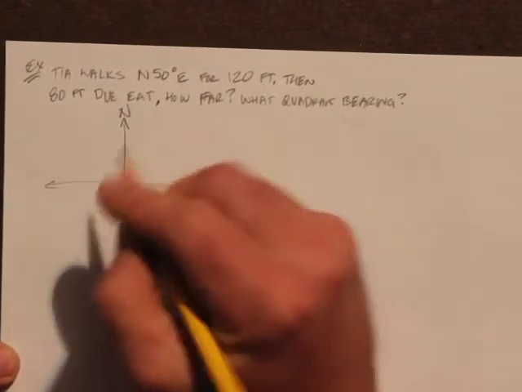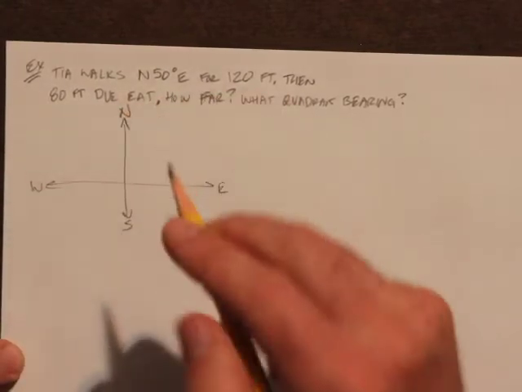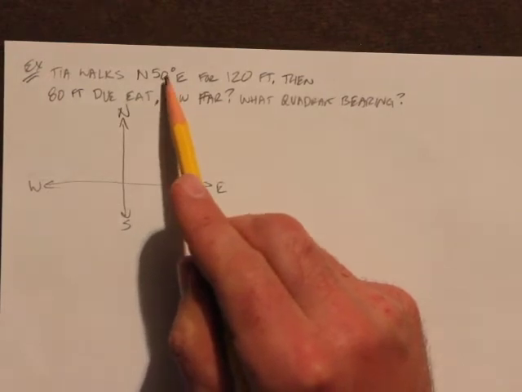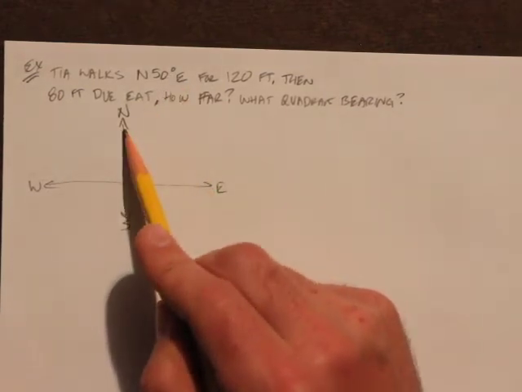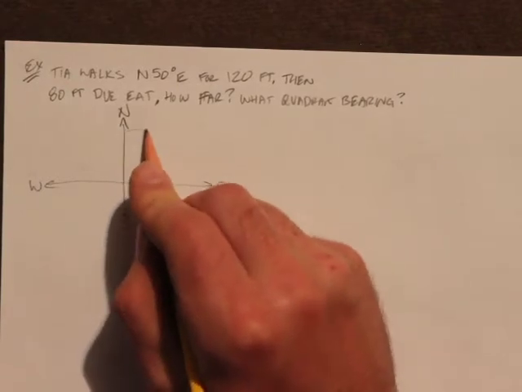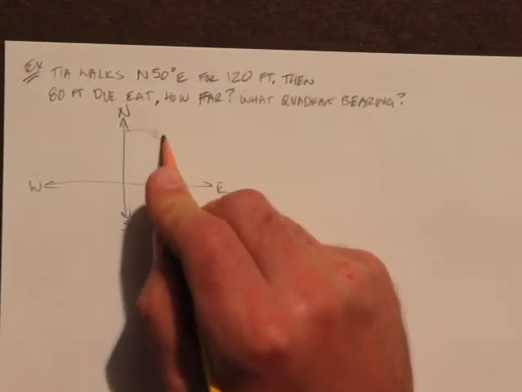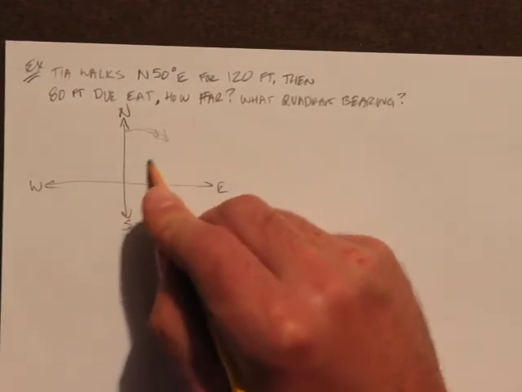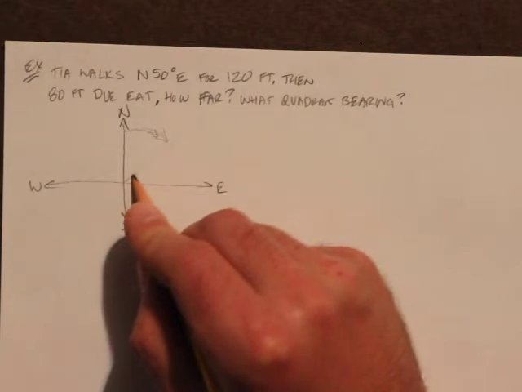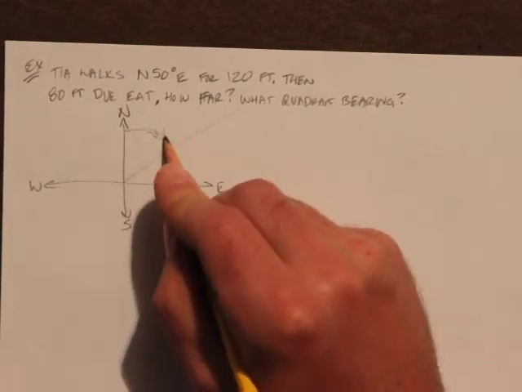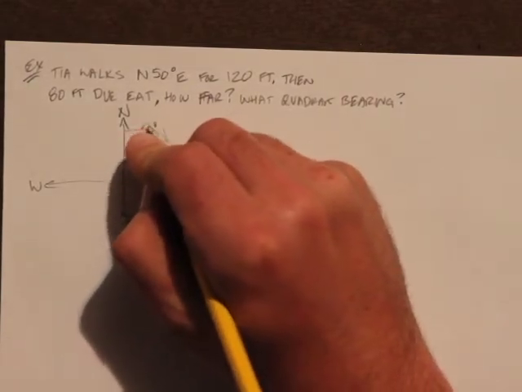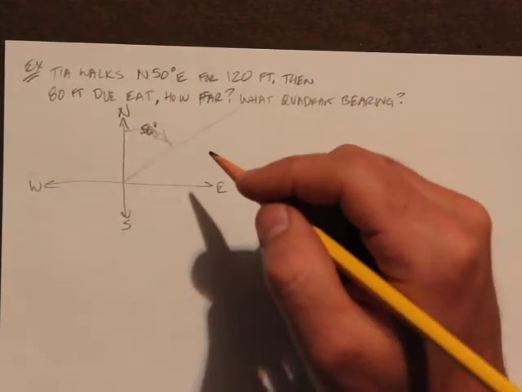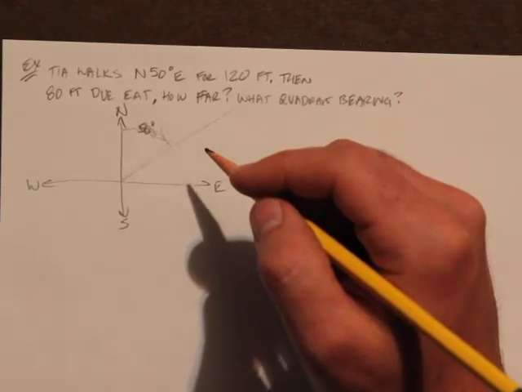North, east, south, west. Okay, so she walks north 50 degrees east. So we start north and we go 50 degrees east. So we're going to the east, so that's this direction, 50 degrees. This is 45, so just a little bit farther than 45. All right, 50 degrees. And she walks 120 feet.